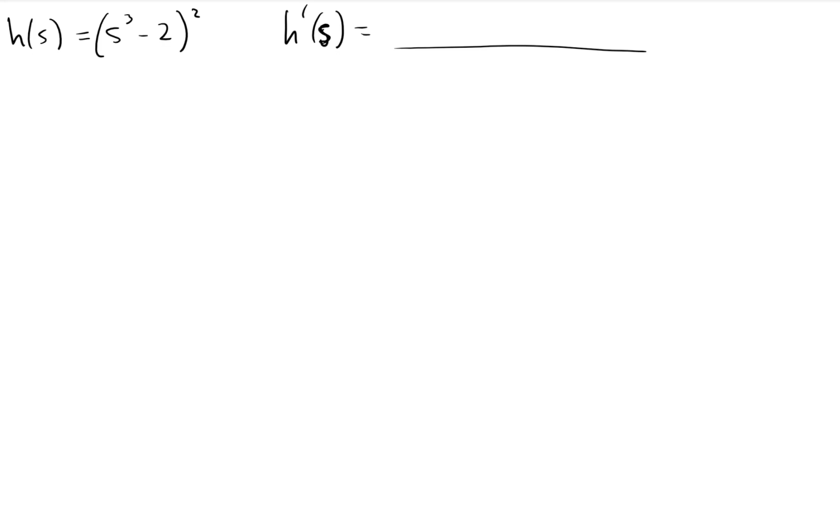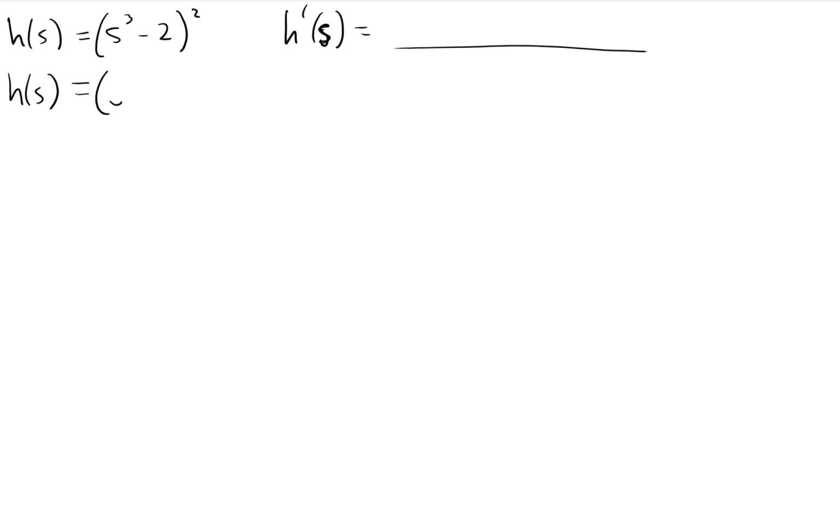Alright, let's find the derivative of h of s. Now, normally when I would find this derivative, I would use something called the chain rule, but it looks like we won't get to the chain rule till the next section in the textbook, so we've got to do something else. So in this case, I would probably rewrite this.